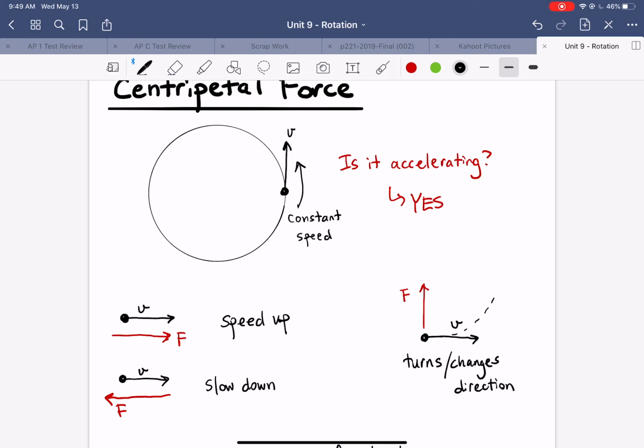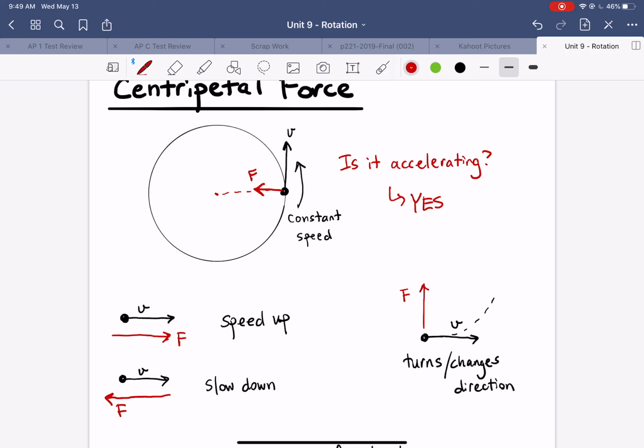Which direction would you need to push on this object to get it to curve around this circle? Would you push it to the right, towards the outside of the circle, or would you push it to the left, towards the inside of the circle? All right, so hopefully you decided that you should push the object in this direction to get it to curve to its left so that it goes counterclockwise around the circle.